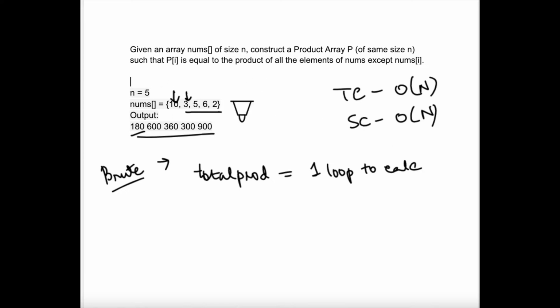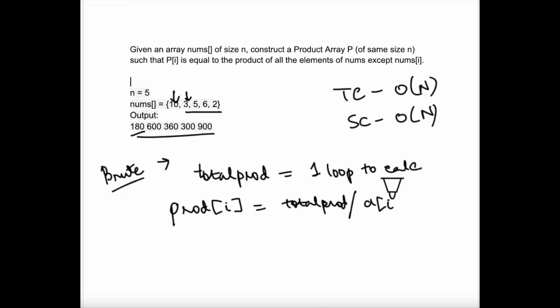Okay, so we'll calculate the entire product, and then for every element, that is prod of i, we can say total product divided by the element itself. Simple. If we take the total product of all the integers and then just divide it by individual elements as we traverse through the array, we can get the required products for every element and keep filling our new array. That's the initial thought process that we would have. Okay, fair enough, that works.